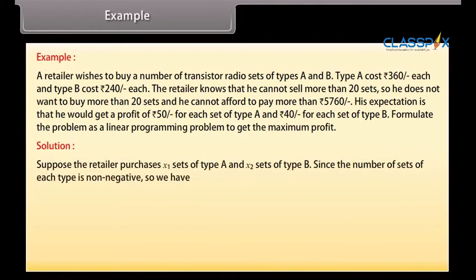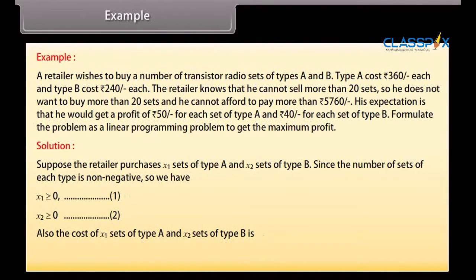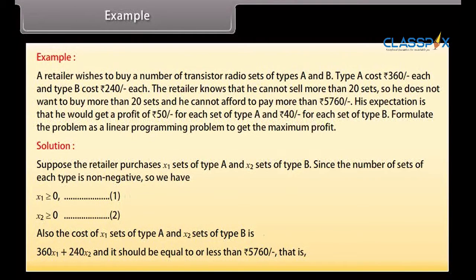Solution. Suppose the retailer purchases X1 sets of type A and X2 sets of type B. Since the number of sets of each type is non-negative, so we have X1 is greater than or equal to 0, mark it as 1. X2 is greater than or equal to 0, mark it as 2. Also, the cost of X1 sets of type A and X2 sets of type B is 360 X1 plus 240 X2, and it should be equal to or less than rupees 5,760.